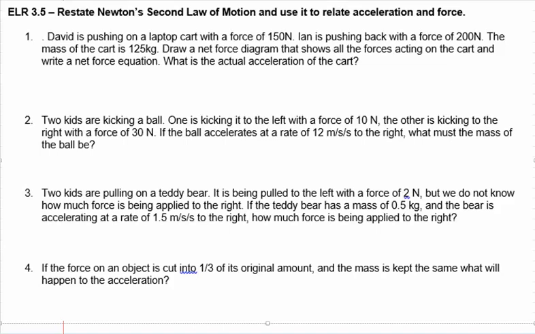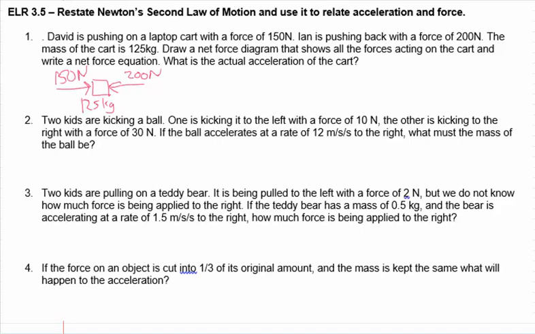In the first one, David is pushing a laptop cart, so I'm going to make myself a free body diagram right off the bat. He's pushing this laptop cart with a force of 150 newtons. And Ian is pushing back with a force of 200 newtons, in the opposite direction. Each of those is newtons. The mass of the cart is 125 kilograms. Based on that, we need to draw a net force diagram, which we just did, showing all the forces acting on the cart, and figure out what the acceleration of the cart is going to be.